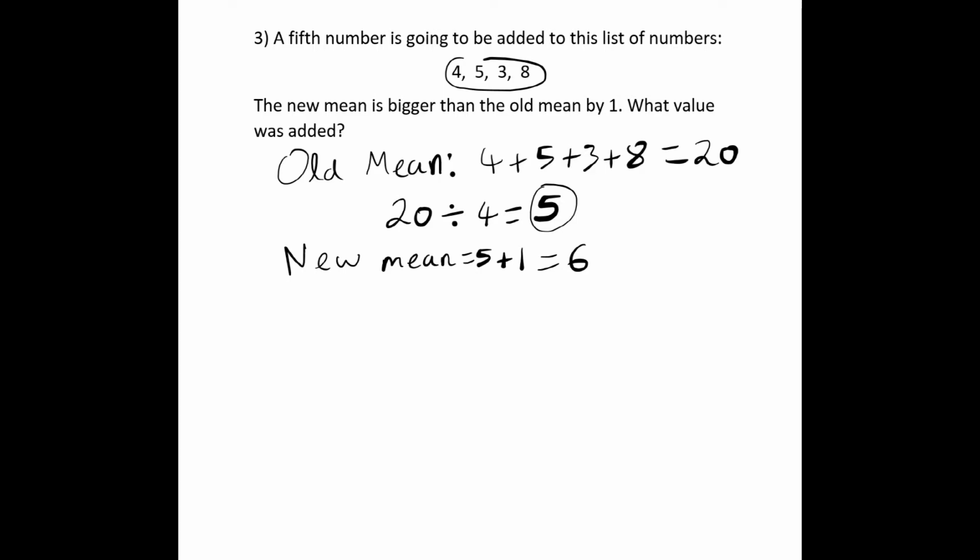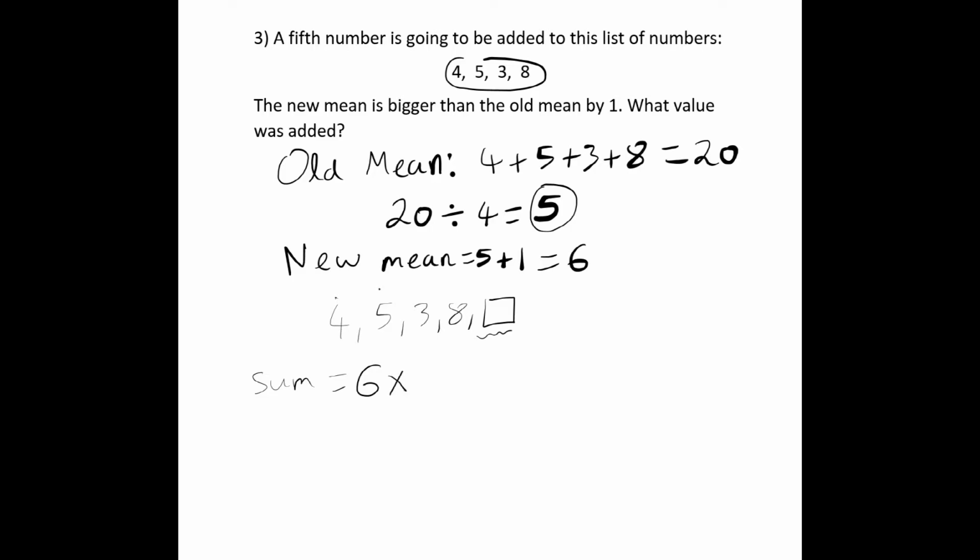So far, so good. Now, I want to know what value was added. So if I have 5 numbers, 4, 5, 3, 8, and then the unknown number that I've added, what must that number be to make the new mean 6? Well, I need to know what the numbers added up to, which is the sum of the numbers. Working backwards, to work out the mean, we add and then divide. So to work out what the numbers add up to, I need to take the mean, which is 6, and multiply, opposite of divide, by how many numbers there were.